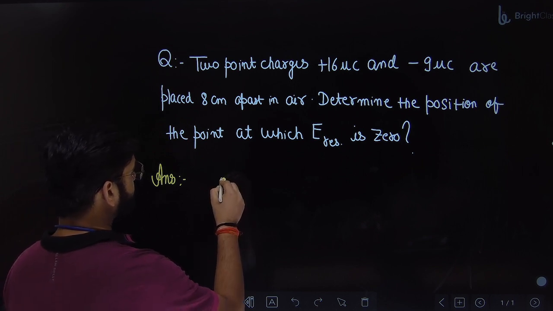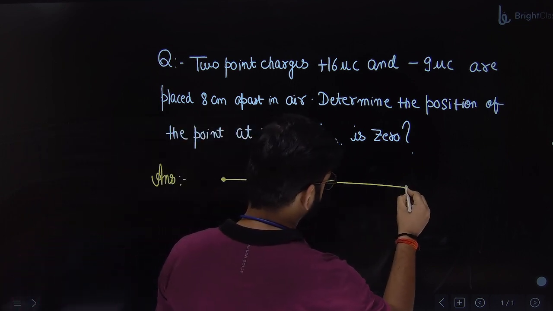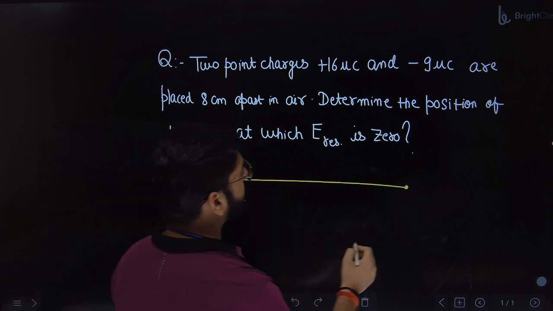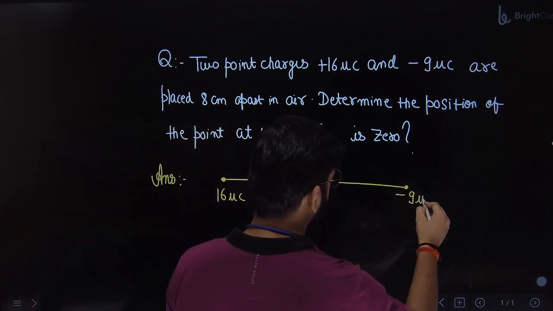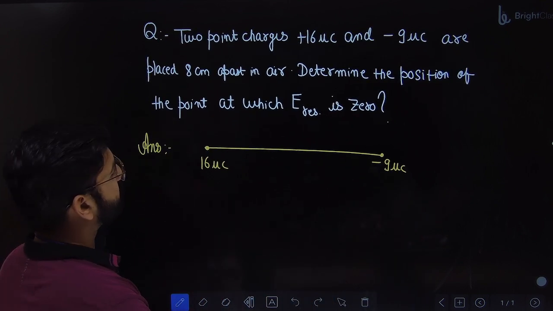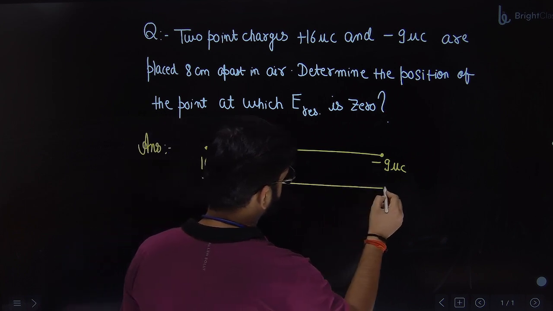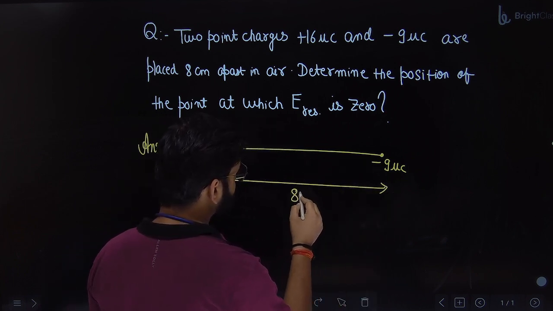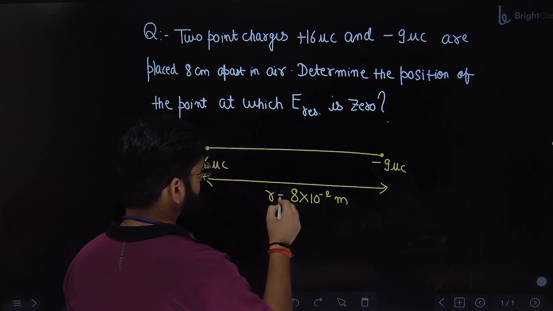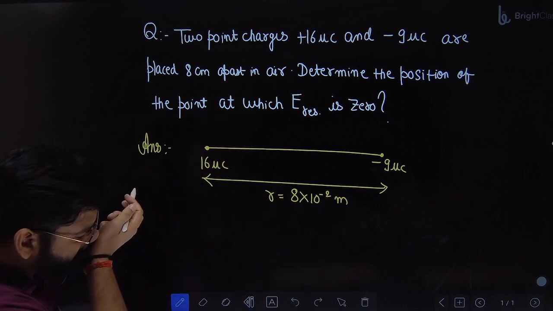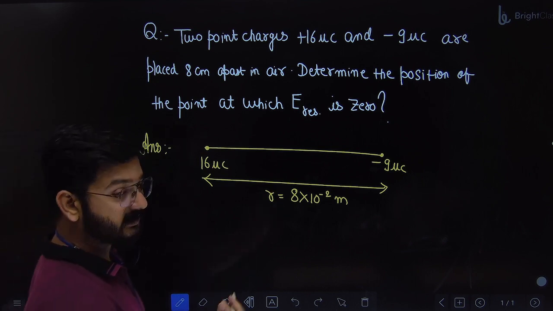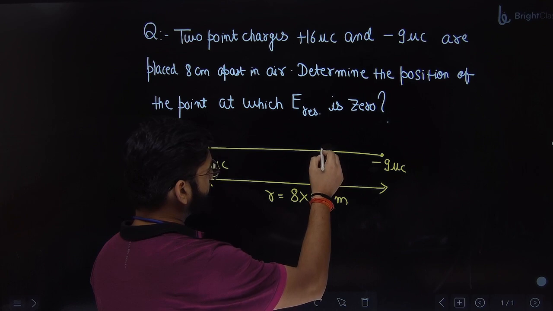This kind of question we have solved yesterday also. So 16 microcoulomb and minus 9 microcoulomb, these are the two charges. The distance between them is 8 centimeters, so 8 into 10 to the power minus 2 meters. This is the distance. Let us assume the point is here.